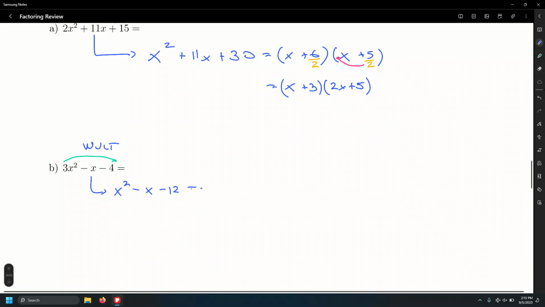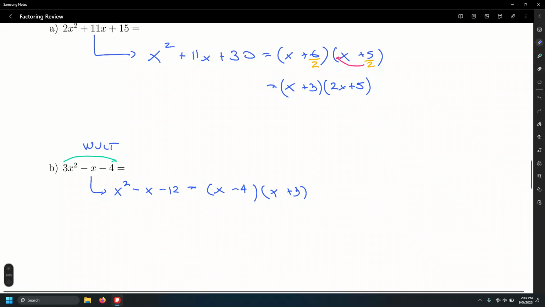Now, let's factor the same way we would using the double bubble method. What are factors of negative 12 that add up to negative 1? Negative 4 and 3, all right? So minus 4 and plus 3, right? Plus 3. All right, so we're done with the factoring.